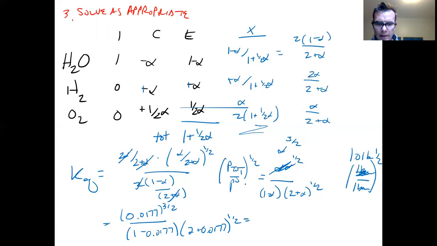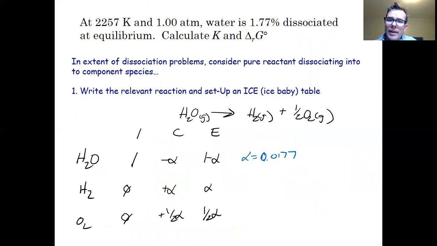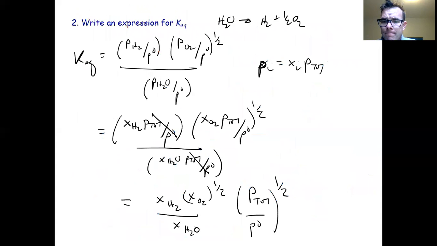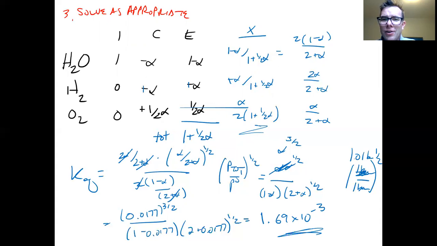If I'm doing all of this right, the number I get out at the end of the day is 1.69 times 10 to the minus 3. That's my equilibrium constant. This should make sense. That's a small number. It's less than 1, which suggests that the reactants are strongly favored. And that's consistent with this notion that this is weakly dissociated. It's only 1.77% dissociated. So it all works. Again, you can go through and plug it into your formulas and calculate those other things.